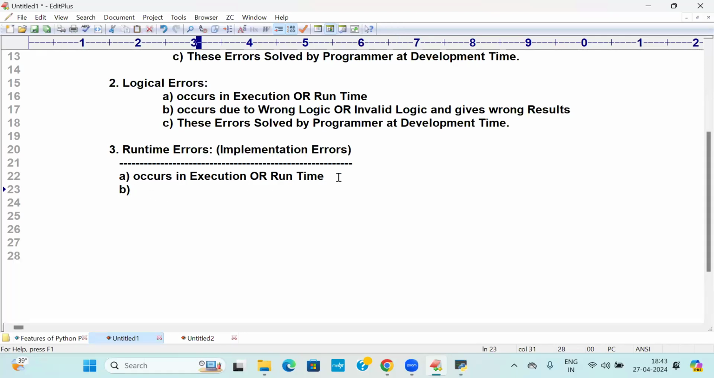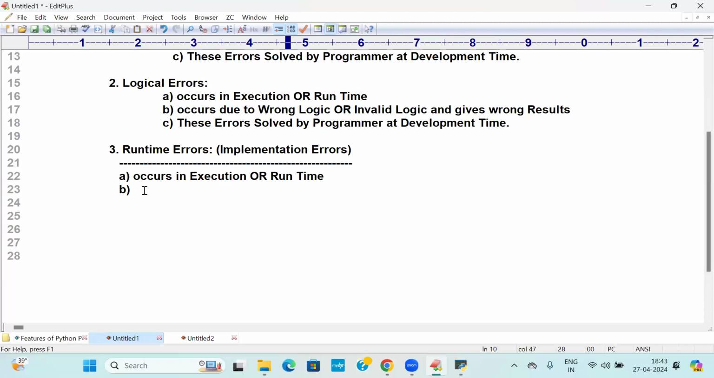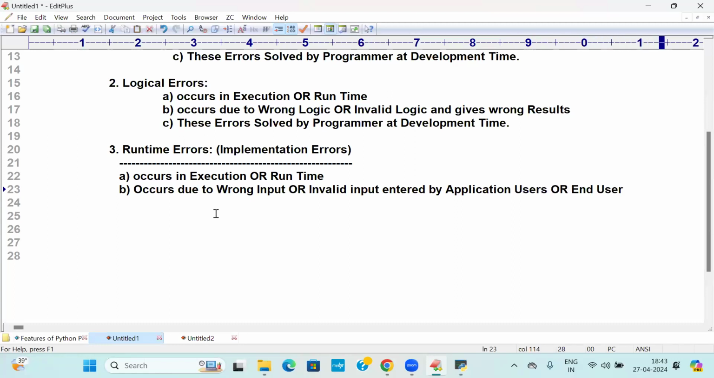Why are these errors coming? Because of wrong logic, logical errors. Because syntax is not followed, compile time errors. Now I am entering into runtime errors. Runtime errors occur due to what? Wrong input or invalid input entered by application users or end users. This is very important.